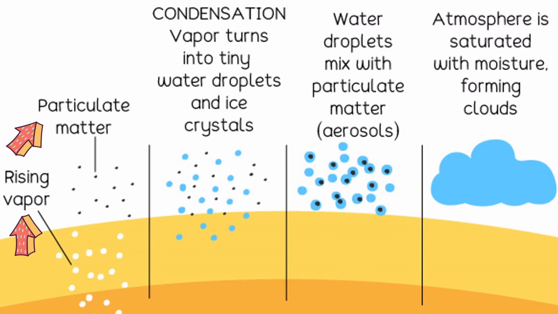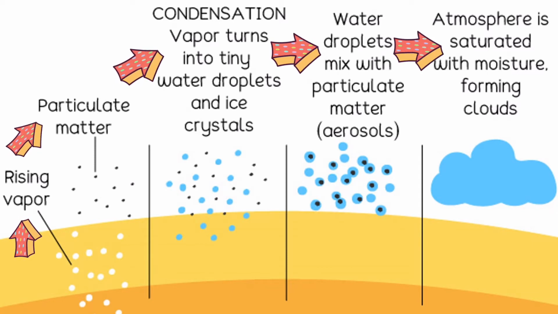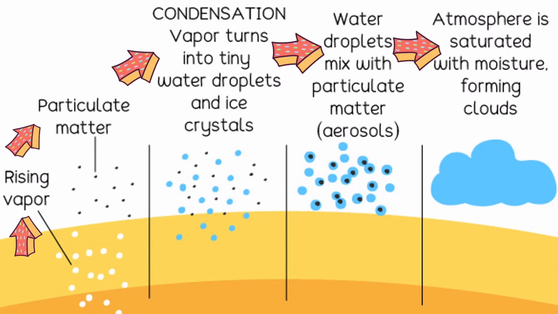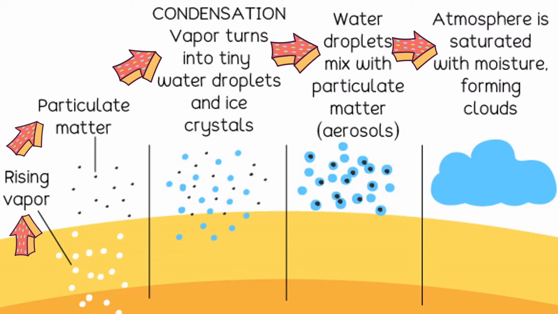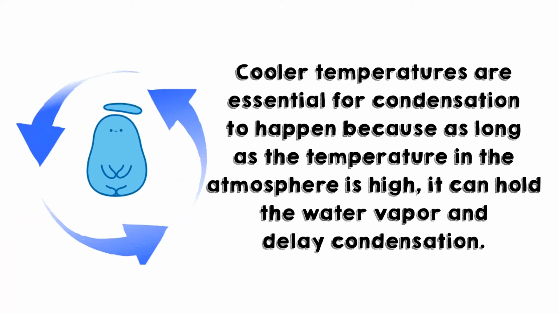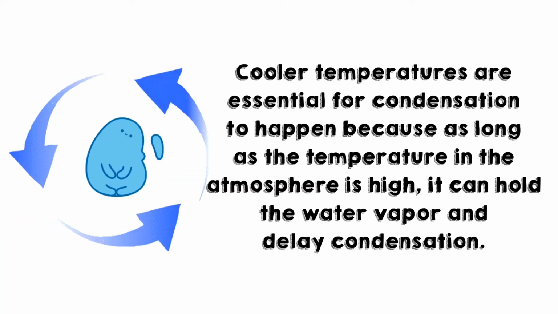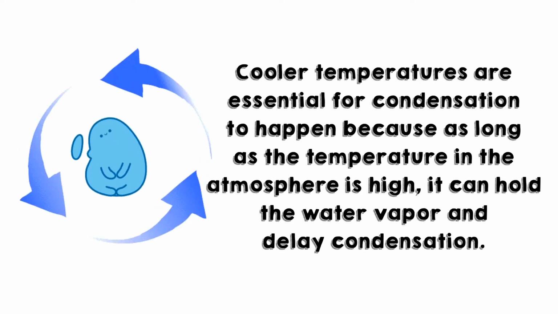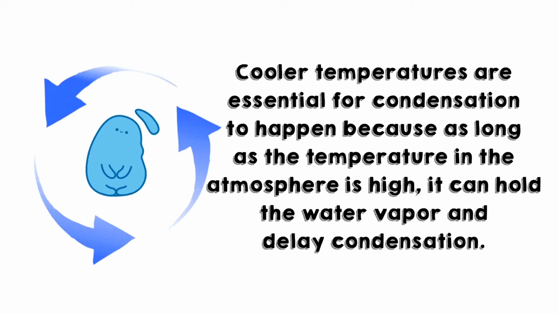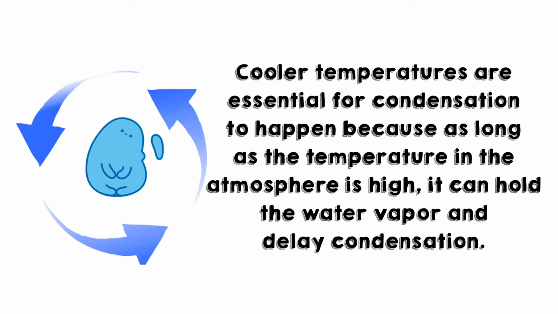As the surrounding temperatures fall, the water vapor turns into very tiny particles of water and ice crystals. The water particles bump into the aerosols and stick together. As more and more water particles and aerosols stick together, clouds are formed. Cooler temperatures are essential for condensation to happen because as long as the temperature in the atmosphere is high, it can hold the water vapor and delay condensation.